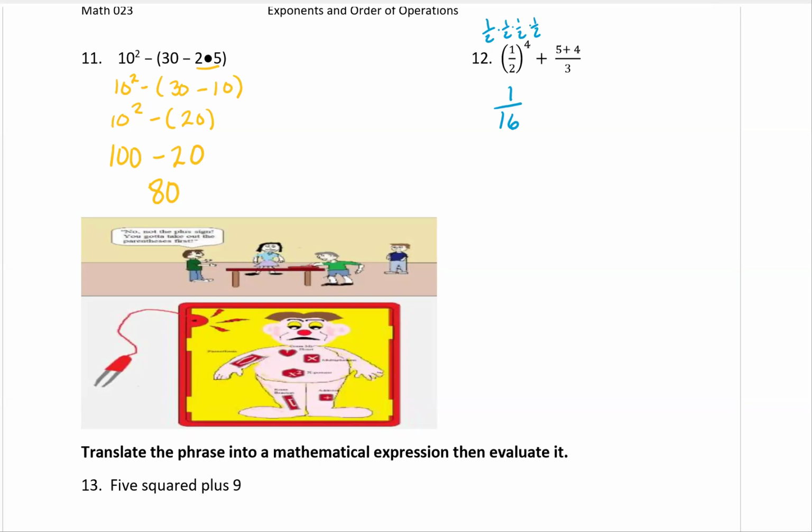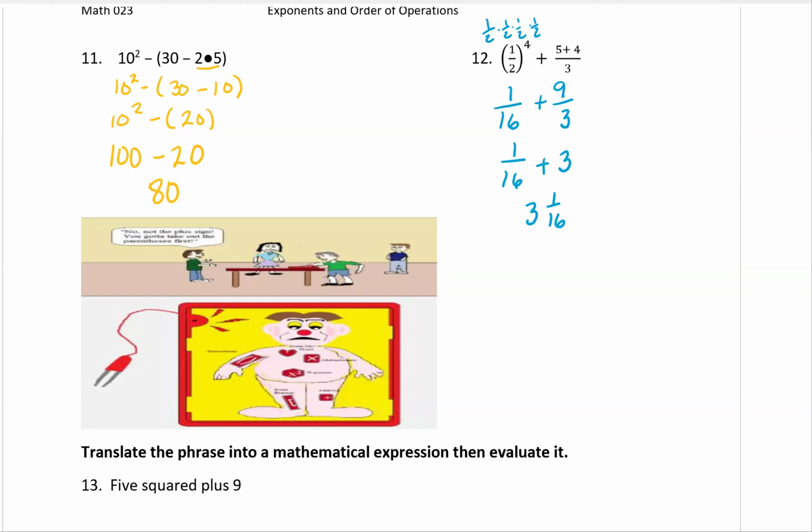I'm going to go ahead and simplify my fraction. 5 plus 4 is 9. So that's 9 over 3. 9 divided by 3 is 3. So this is 1 over 16 plus 3. And adding fractions with the same sign, this is the same thing as 3 and 1/16.